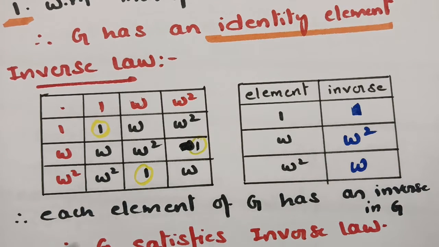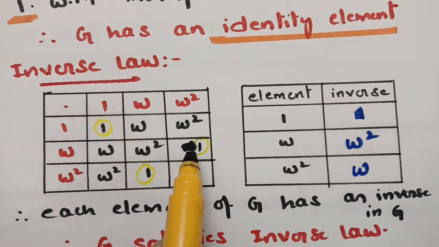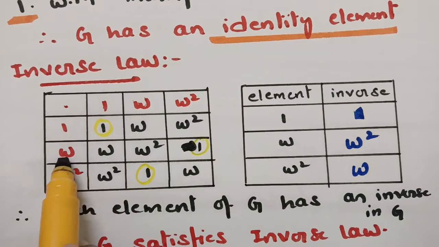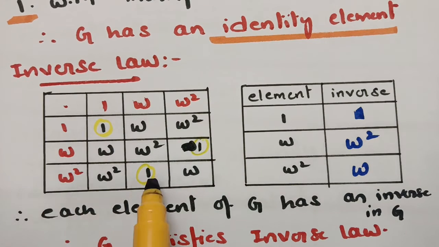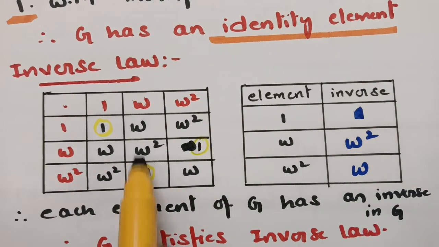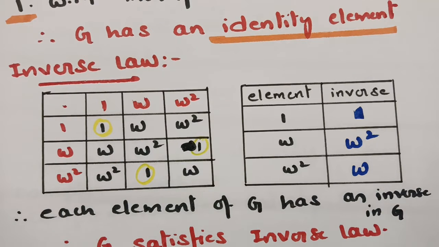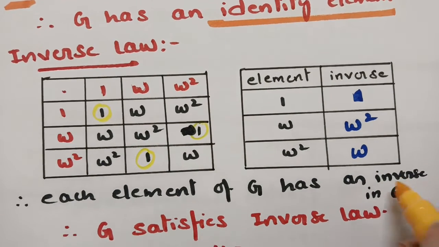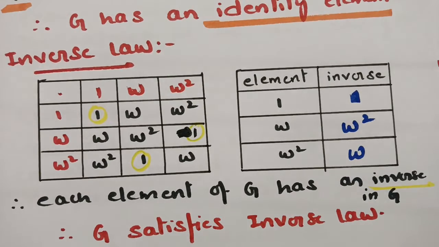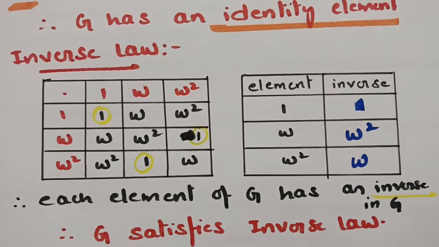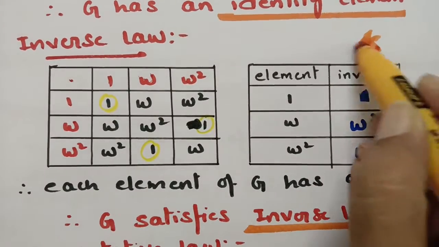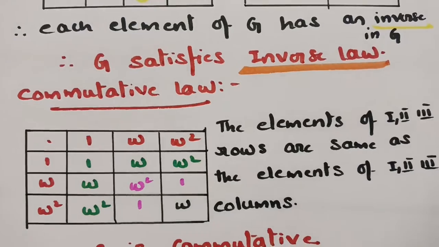For finding the inverse element, we have to go to the composition table and locate all the identity elements. So for 1, the inverse element will be 1. For omega, the inverse element will be omega square. For omega square, if you go with an identity element here, omega is the inverse element. Therefore, each element of G has an inverse in G. Therefore, G satisfies the inverse law. The identity element is 1, and these are the inverse elements.